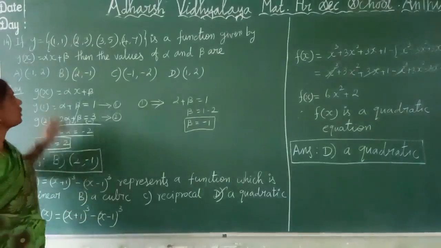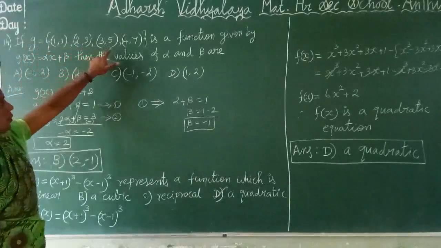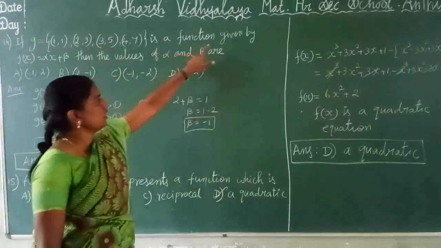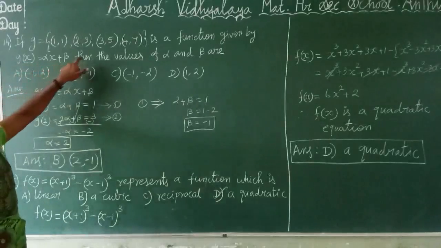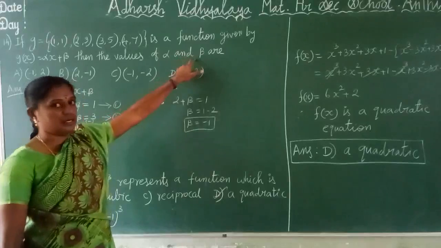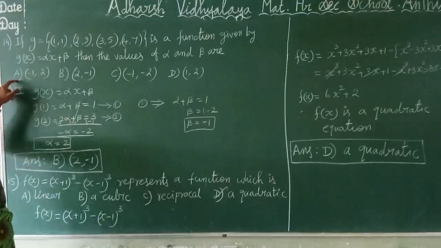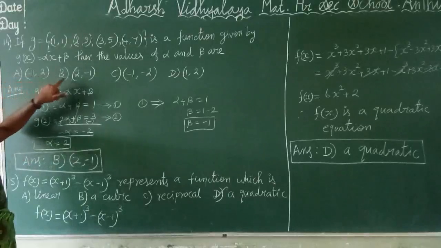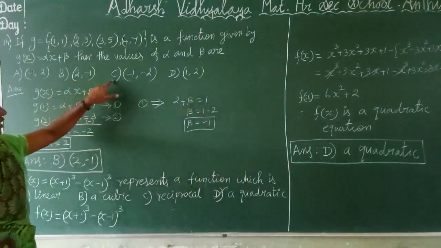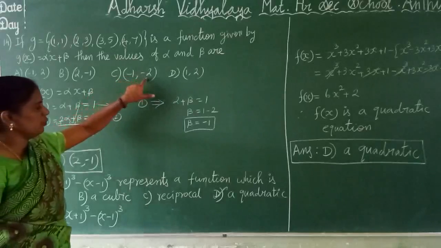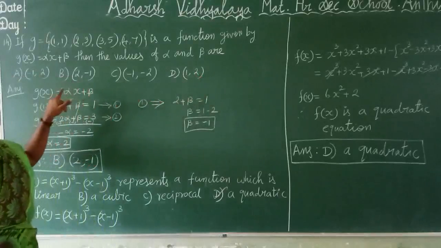14th question. If g is equal to the set of (1, 1), (2, 3), (3, 5), (4, 7) is a function given by g of x equal to alpha x plus beta, then find the values of alpha and beta. Here the function is given, you have to find alpha and beta. Option A: alpha is minus 1, beta is 2. Option B: alpha is 2, beta is minus 1. Option C: alpha is minus 1, beta is minus 2. Option D: alpha is 1, beta is 2. So which one is the correct answer? You want to check it.